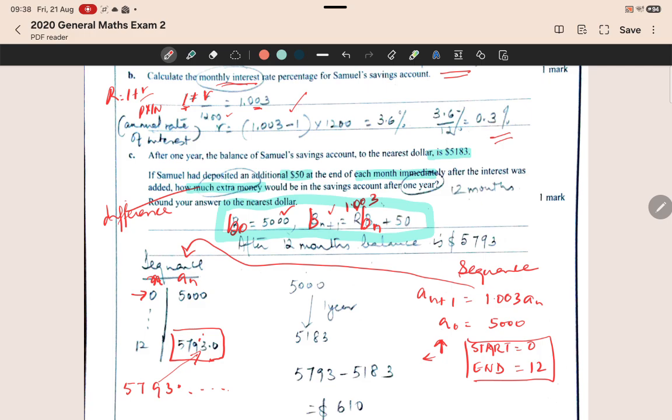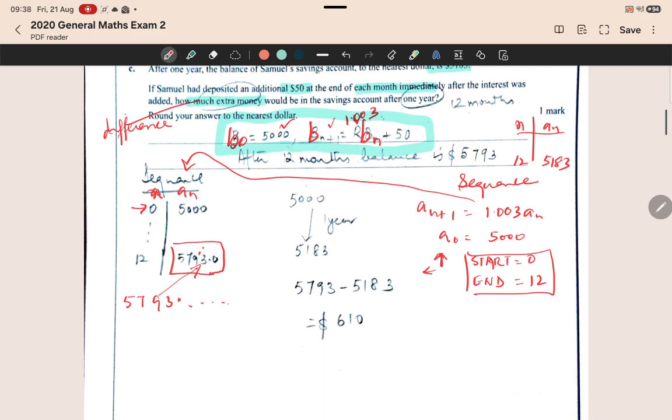And if you do the same thing and find the NAN value on the sequence tab, you will get the 12th value to be 5,183. And so when you subtract these two values, okay, you get $610 as the extra money you would have gained if you had put in $50 at the end of each month. Thank you.